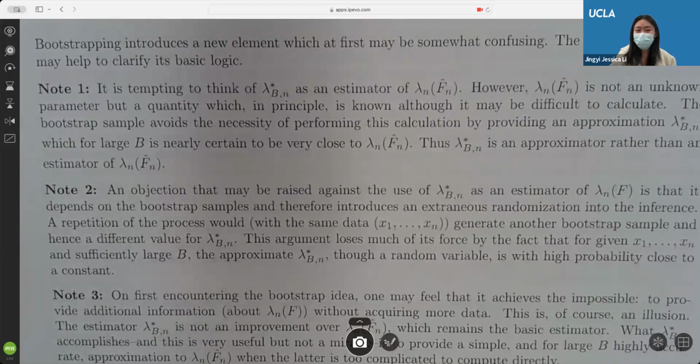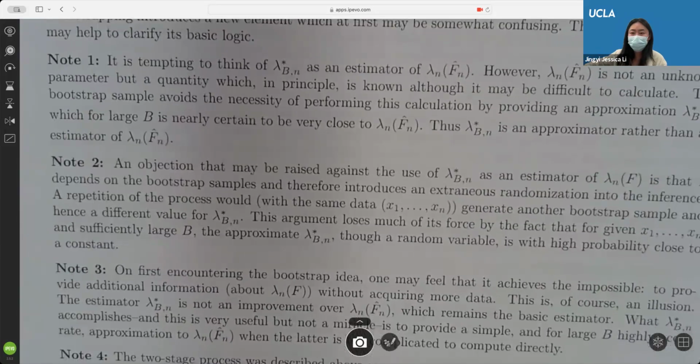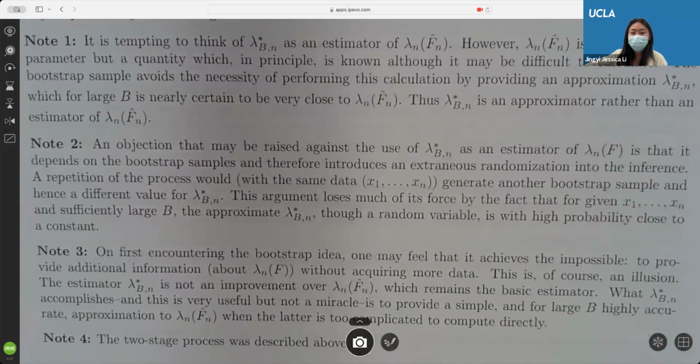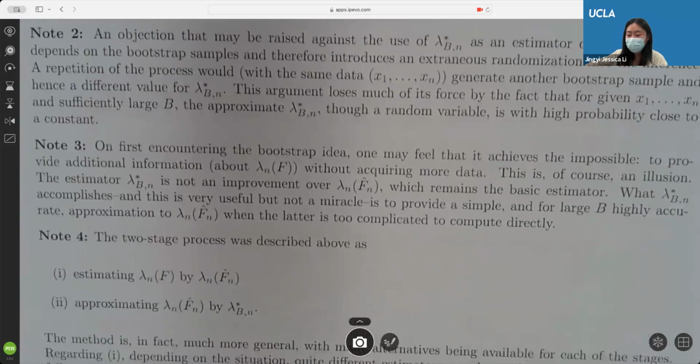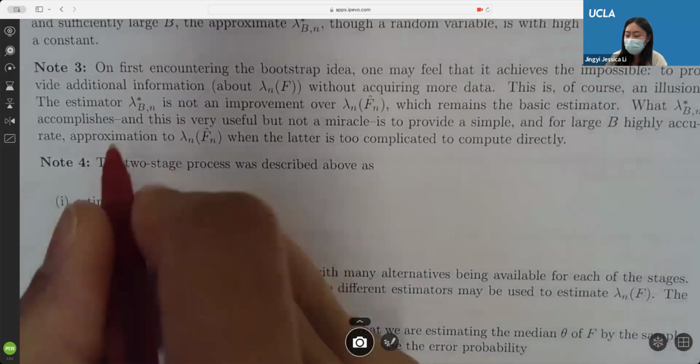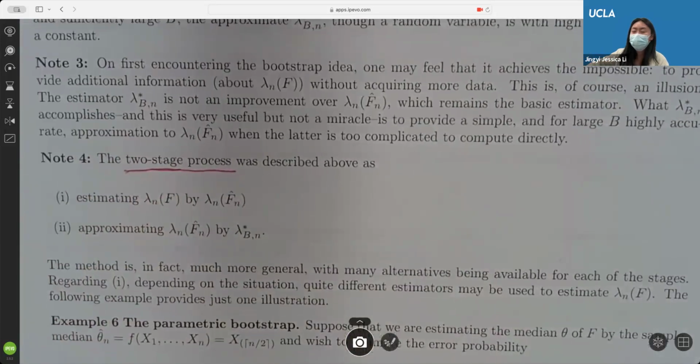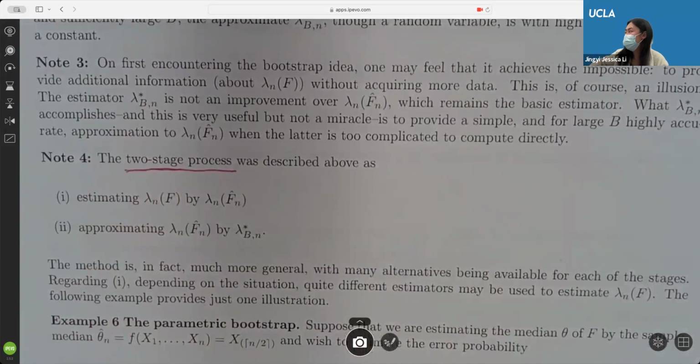So let's continue with our previous discussion on Bootstrap. In the last lecture, we talked about the general formulation of Bootstrap. In particular, we explained Bootstrap as this two-stage process. The two stages mean that we first would like to estimate a performance measure or performance metric for an estimator.